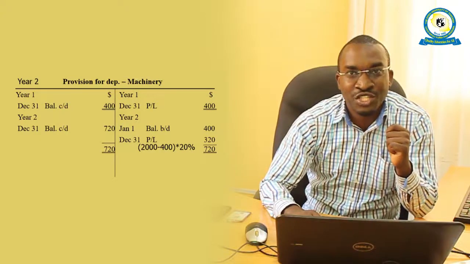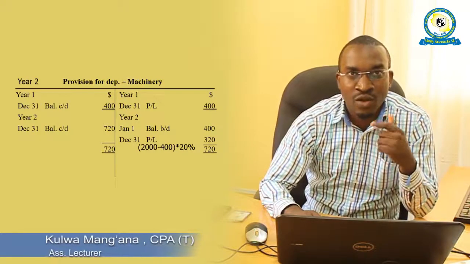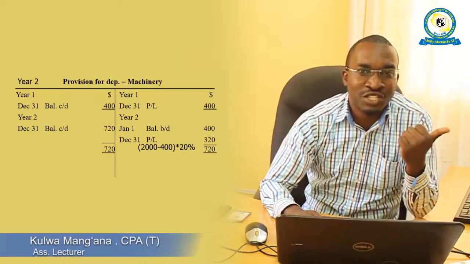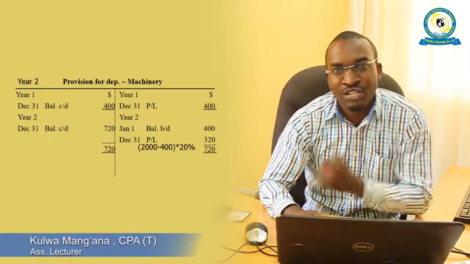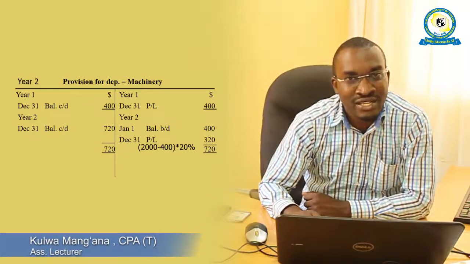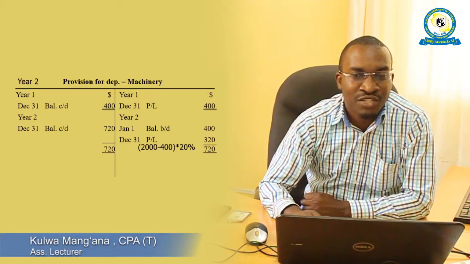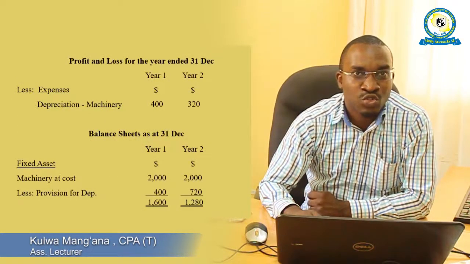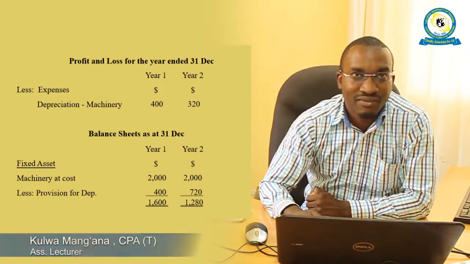This is the depreciation charge for the second year. But when you're going to account for it, you're going to add the initial depreciation for the first year, which is 400. Now if you take 400, you add 320, you're going to get 720. This is the accumulated depreciation for the second year. And as you can see, this is how it's going to look, and this is how it is going to be treated in the profit and loss account and the balance sheet.